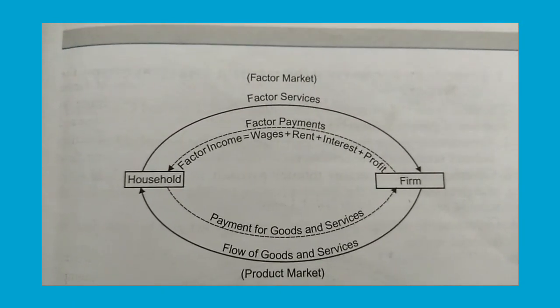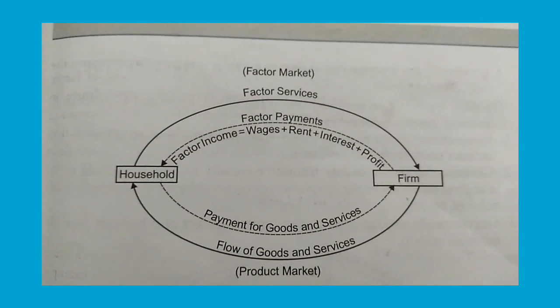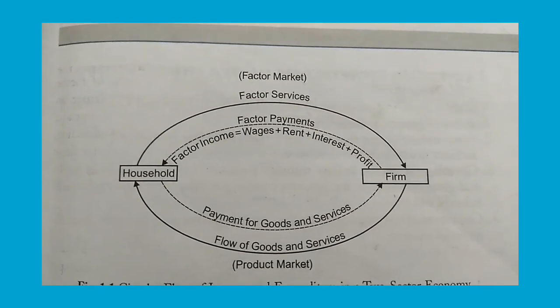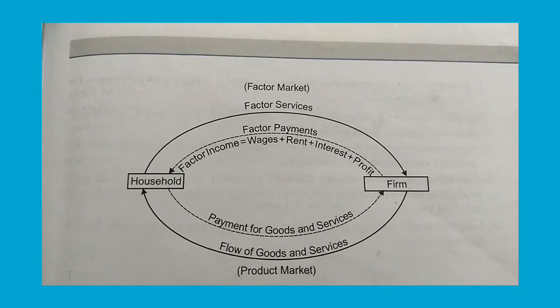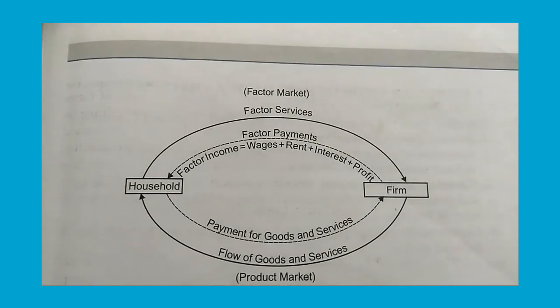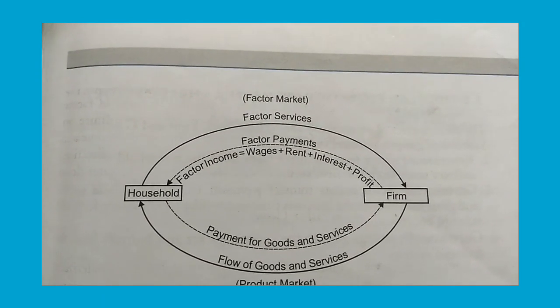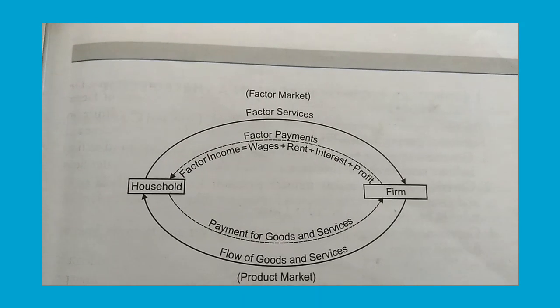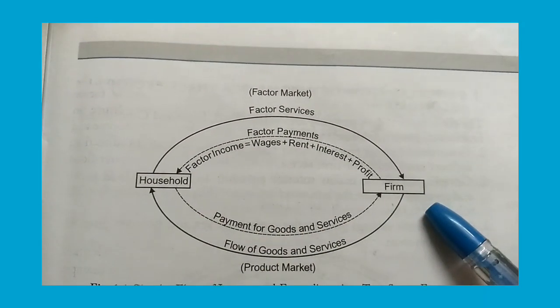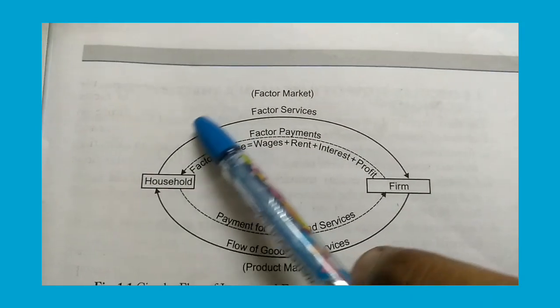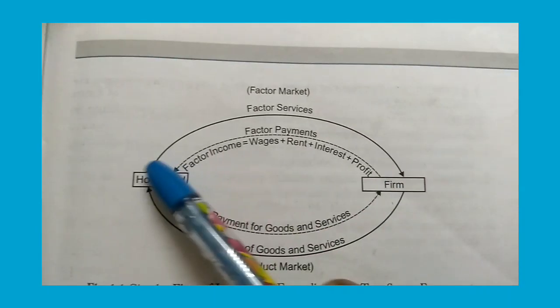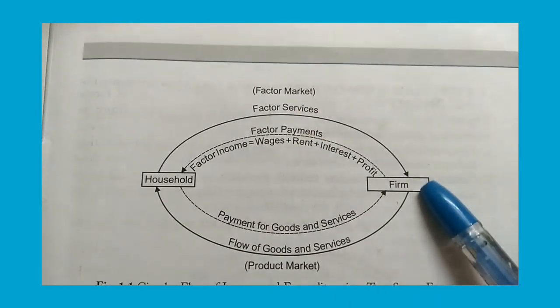Each market generates two flows, a goods flow and a money flow. Money flow is shown in the dashed or broken line. Each sector is a buyer and a seller. Look here, this is the household sector, this is the firm sector. The household sector is giving factors to the firm: land, labor, capital, organization.